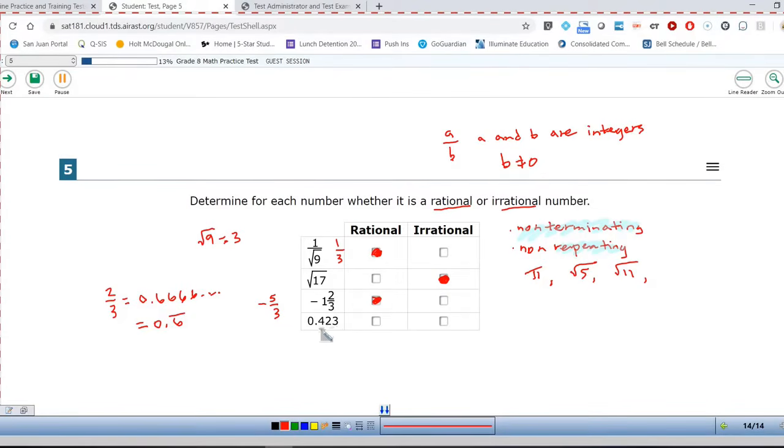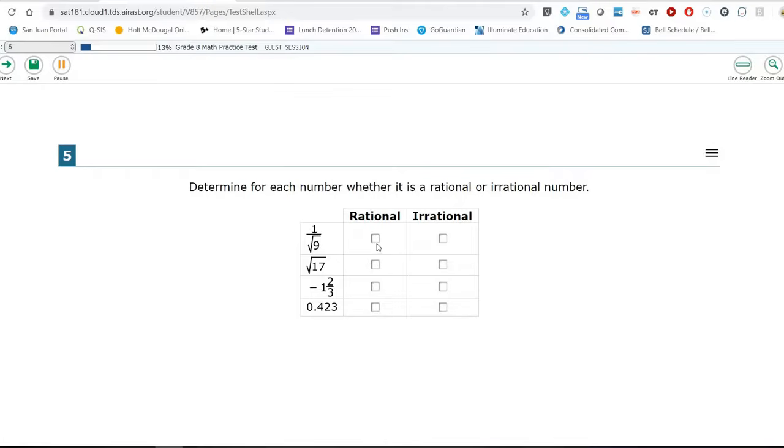And right here we have a decimal, 0.423. Is it non-terminating? No, it terminates. So right off the bat, we know it is rational. By the way, we could also write 0.423 as 423 over 1,000, which lets us know that it is rational. So what do we got? We got rational, irrational, rational, and rational. And that completes the first 5 questions of the CAASPP Math 8 Practice Test. We'll come back later and continue from here.